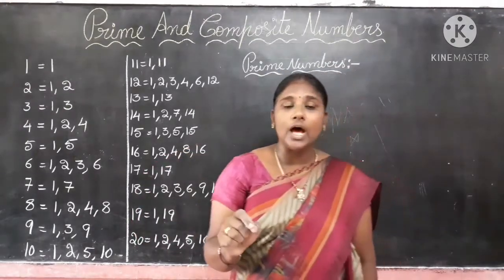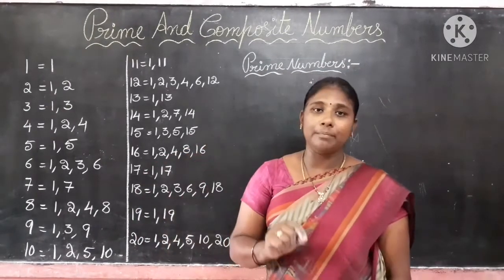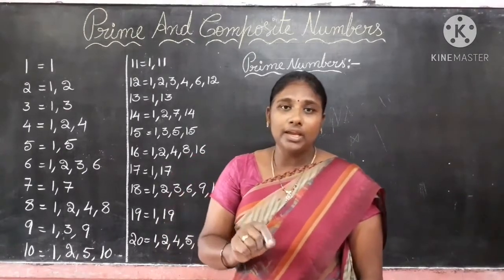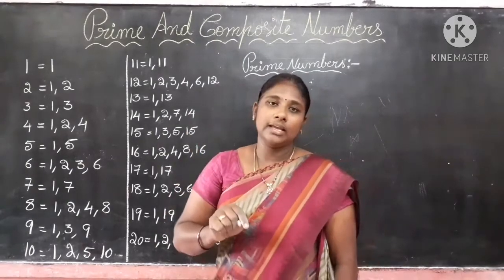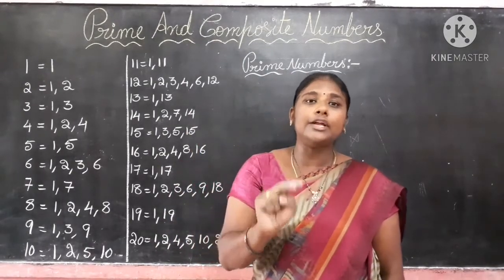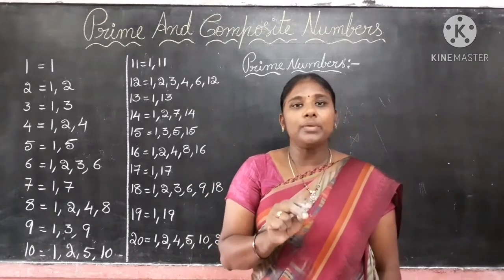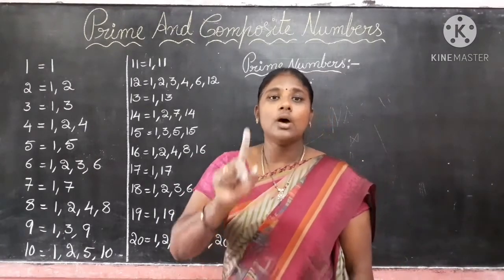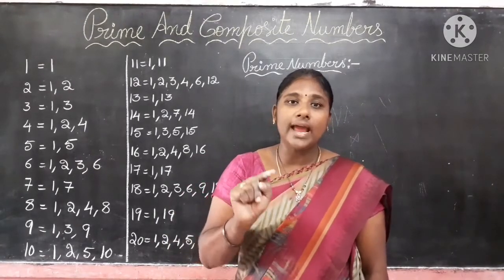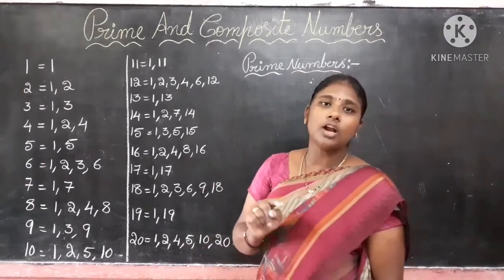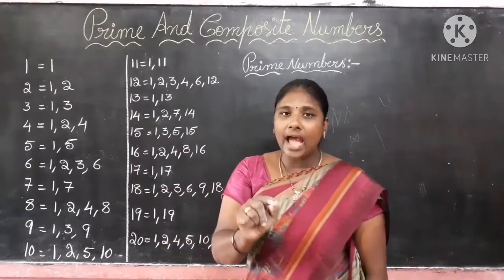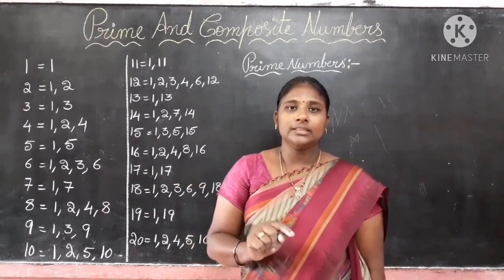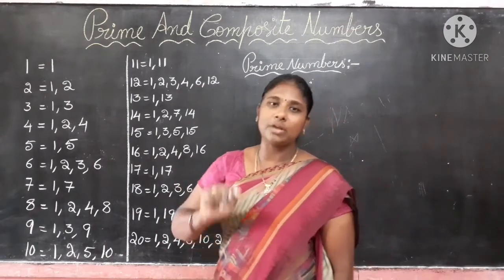The numbers which have only 2 factors. The numbers which have exactly 2 factors. The 2 factors what will be? 1 and itself. A number having exactly 2 factors, and those 2 factors also will be 1 and itself. That numbers are called prime numbers. A number having exactly 2 factors, 1 and itself, that numbers are called prime numbers.